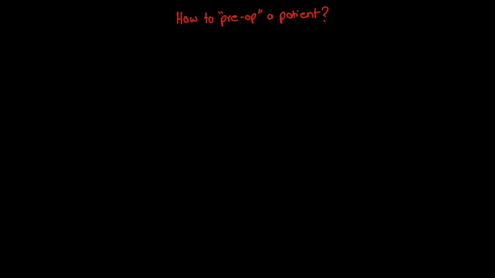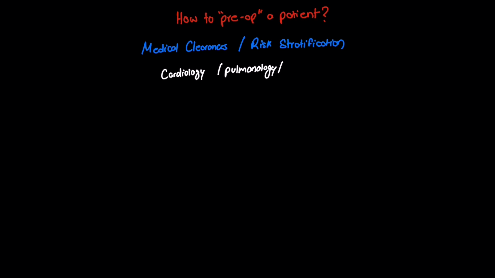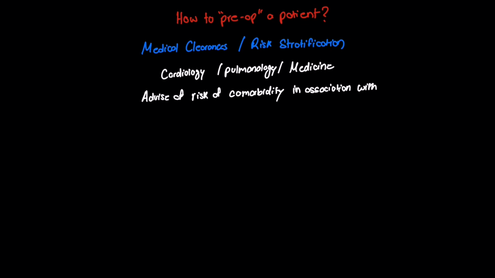Lastly is the topic of medical clearances or risk stratification. Essentially, you can call cardiology, pulmonology, or internal medicine to optimize your patient for surgery and give a risk stratification. They will see your patient and advise you with the risk of the patient's comorbidity in association with the surgery. This can be used to consult your patient.